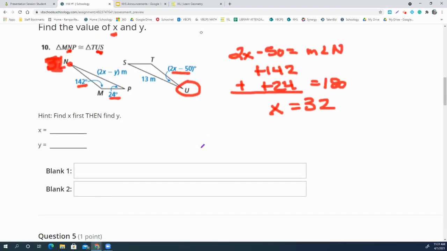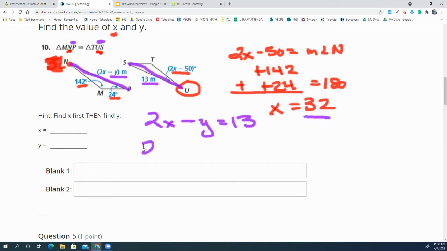Once I do that, how do I find Y? So NP, and this is where I'm not very good at using this thing yet, is drawing lines. NP is a side. So NP goes with US. Those last 2 letters go with the last 2 letters. So US is over here. That's that 13. So 2X minus Y equals 13. What do I do? I have 2 variables. How does that work? Plug in the 32. So I've got a 32 over here. So 2 times 32 minus Y equals 13. And then Y equals what?